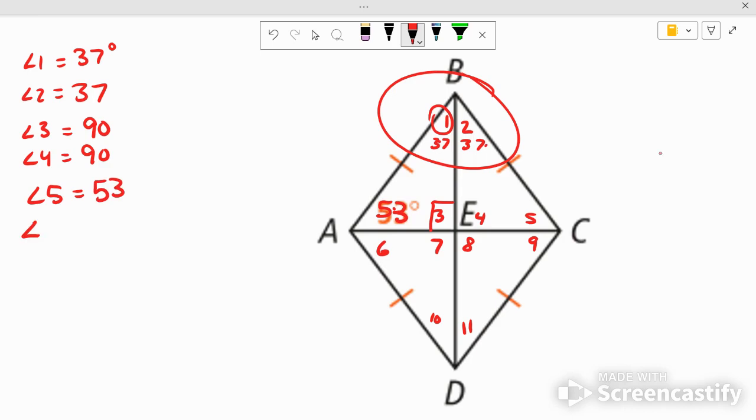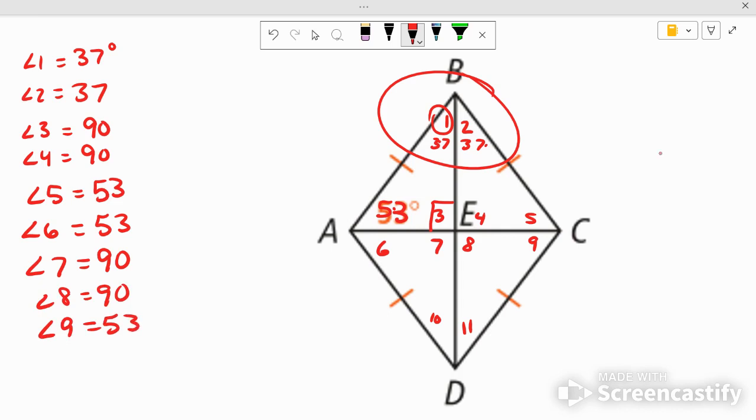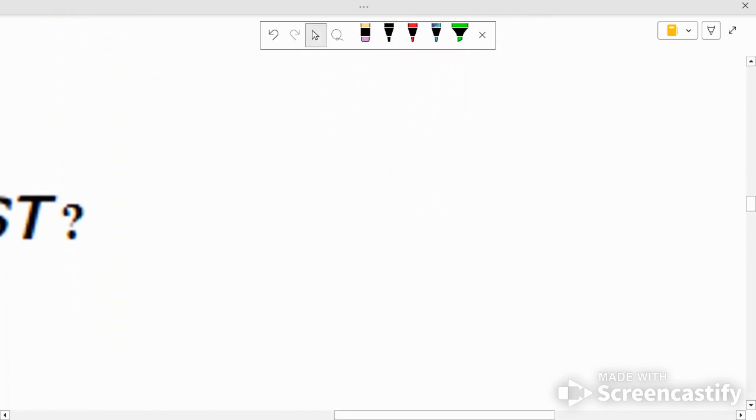53. Angle 6. How big is angle 6? 53. How big is angle 7? 90. How big is angle 8? 90. How big is angle 9? 53. How big is angle 10? 37. How big is angle 11? 37. Can you handle rhombuses? Okay. Once you know one, you can figure out the rest of them pretty easily.